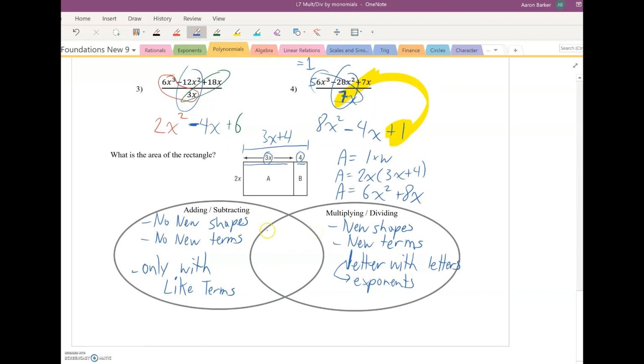What is the same is that coefficients are interacting with coefficients. They don't interact with the letters at all, but coefficients are added, subtracted, multiplied, and divided with each other. So they're not contaminating the letters. And there you have it, multiplying or dividing like terms.